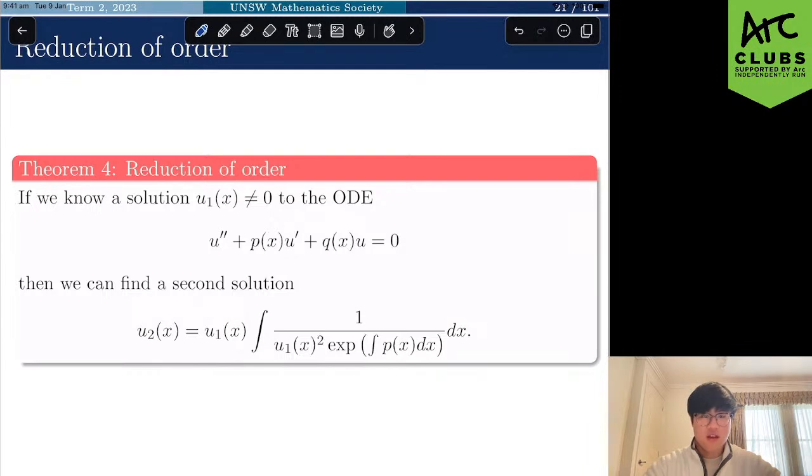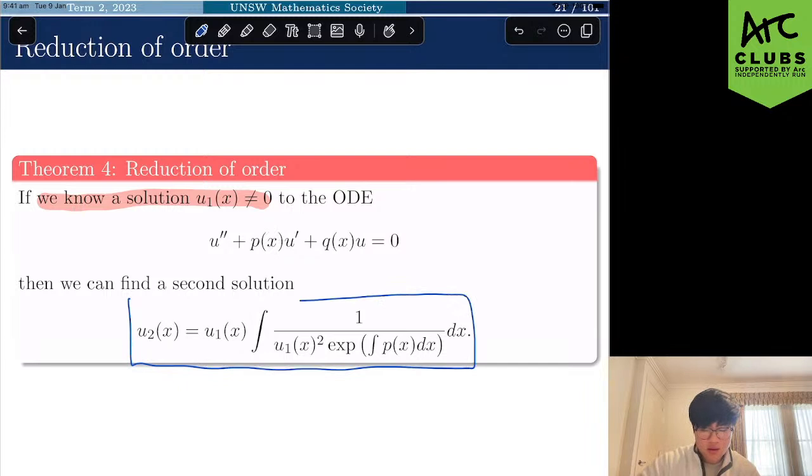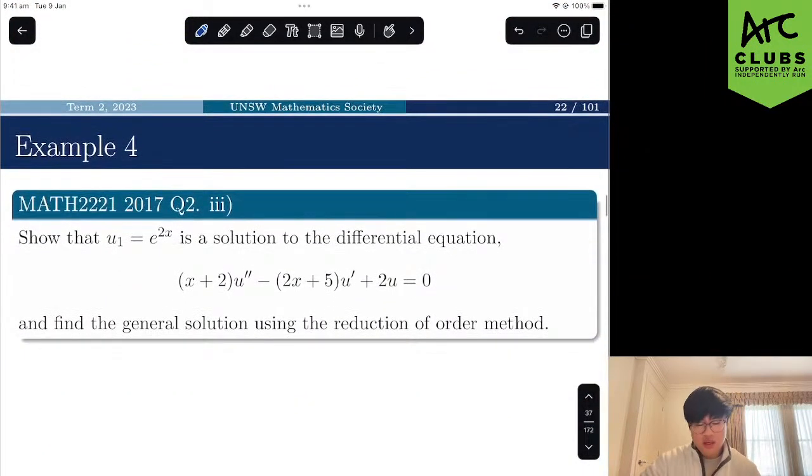Okay, so the next thing we're going to look at is reduction of order. Reduction of order is a theorem that we learn, and it's essentially if we get given one of the solutions, so we know a solution, we can find another one through this formula down here. So I guess this is essentially just remembering the formula and just solving an equation after you get one of the solutions. An example of this would be something like this.